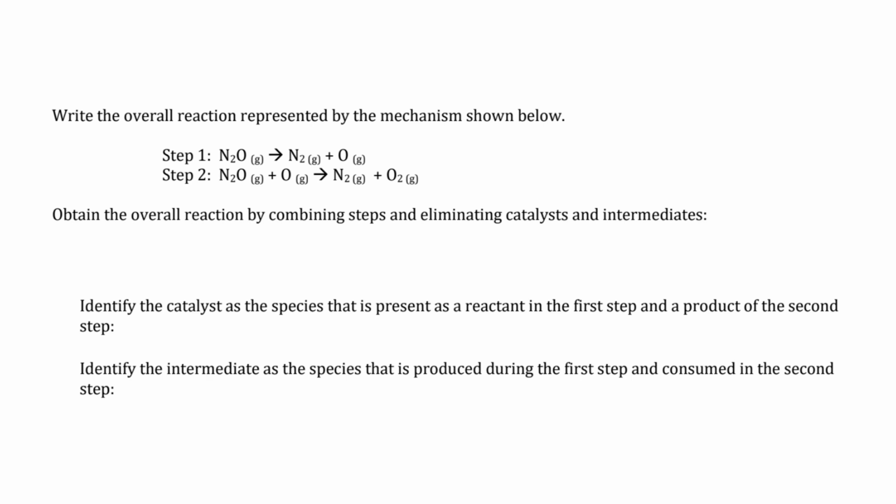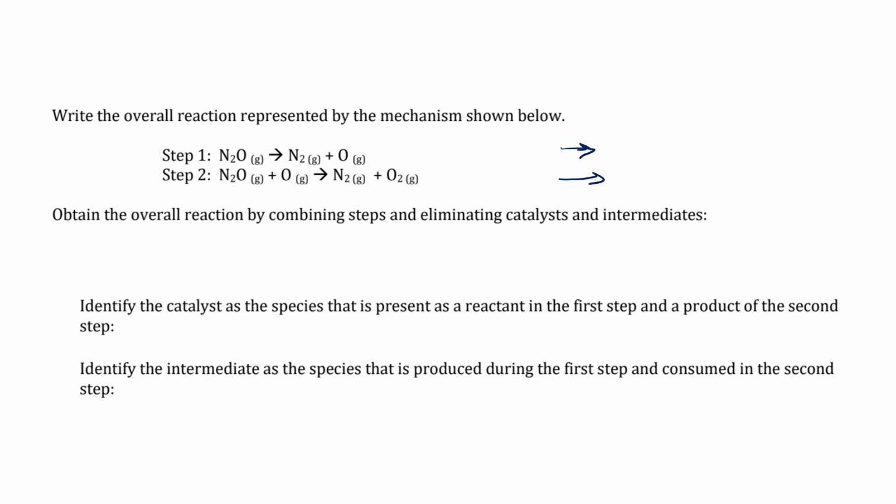Write the overall reaction represented by the mechanism below, by combining steps and eliminating catalysts and intermediates. You have to identify if there's a catalyst or if there's an intermediate. So you have to obtain the overall reaction. So we can see that we're doing this. Remember, we're just adding on either side of the arrow, but we're also canceling stuff out if we need to.